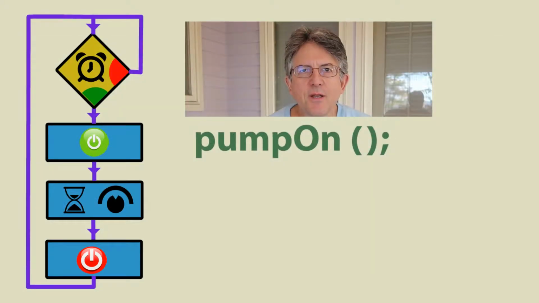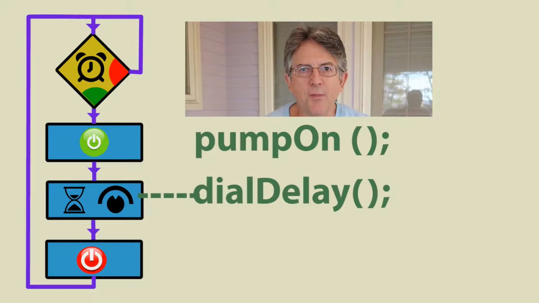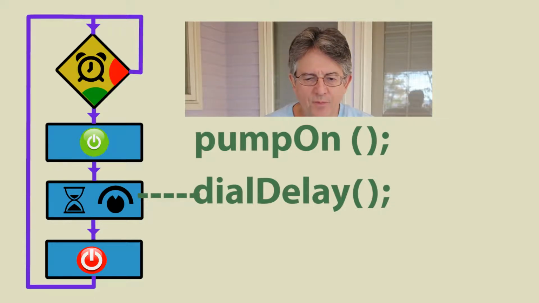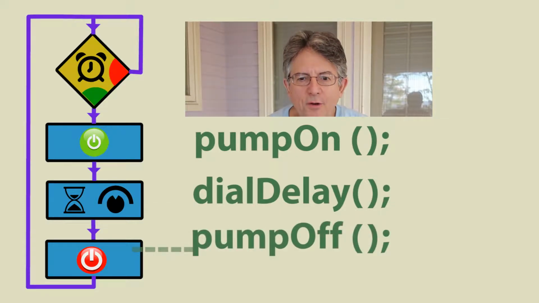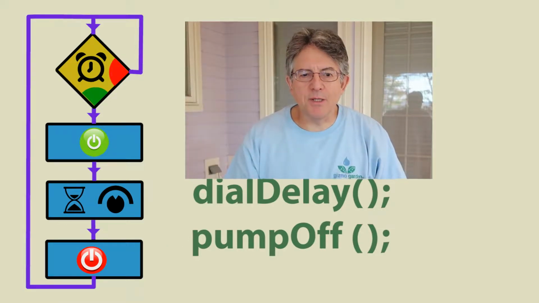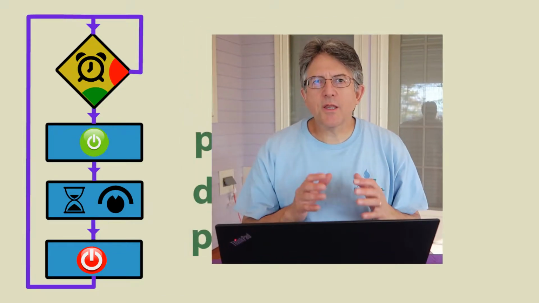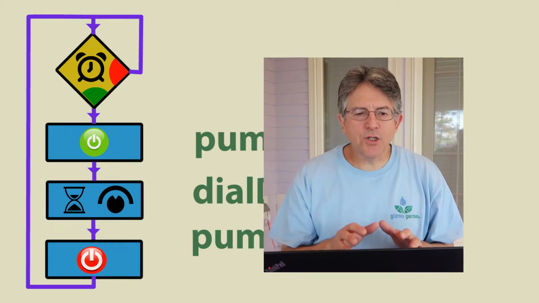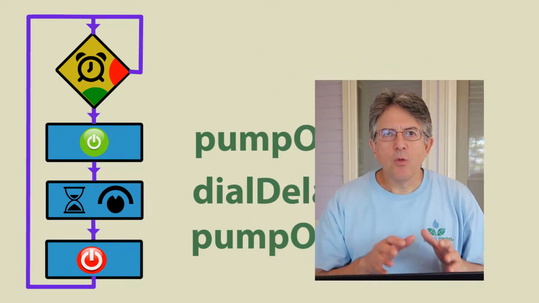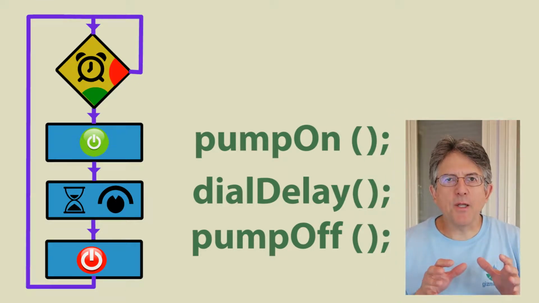The next statement is another function that says dial delay, and its job is to, again, read the dial and wait the amount of time indicated. Then we turn the pump off. Now we have to look at the code that corresponds to that diamond. Remember that the diamond is asking a question, so how do we get the computer to ask the question that's inside the diamond?